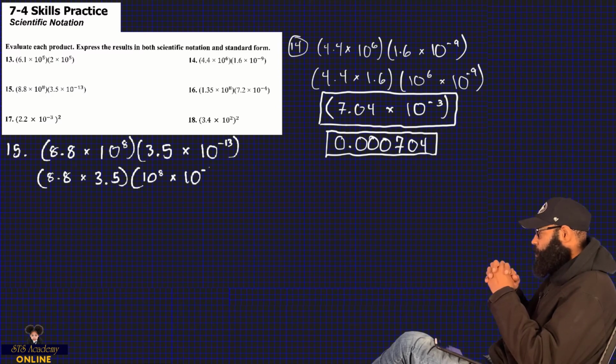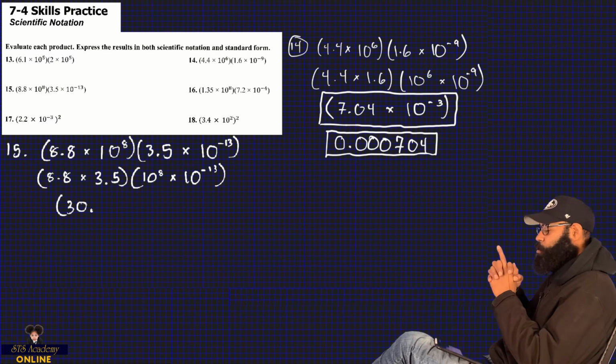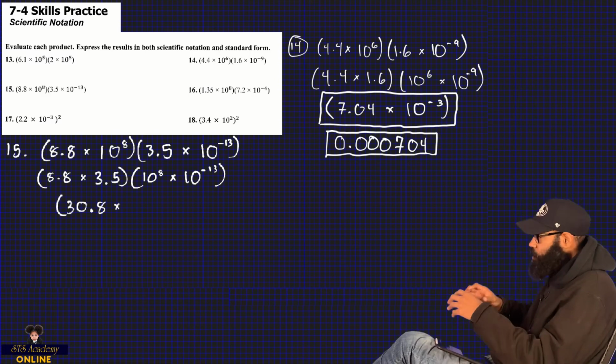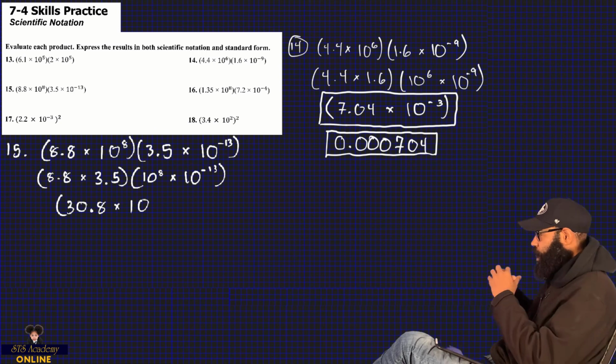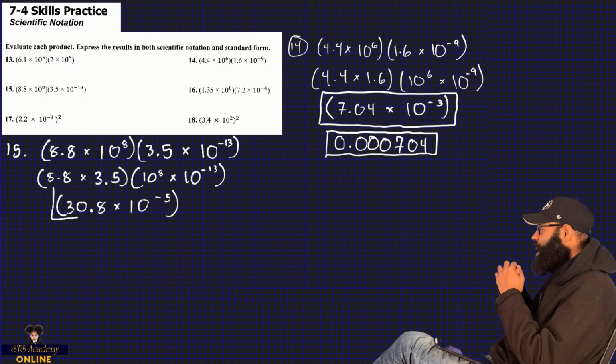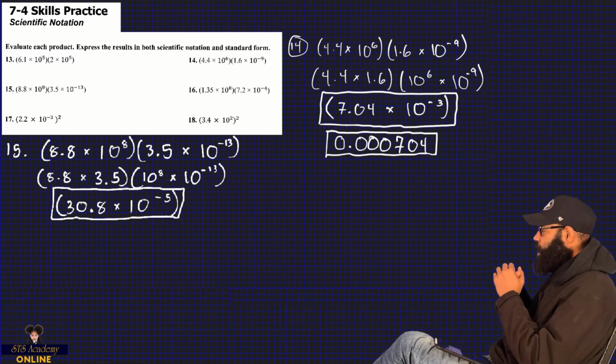Go ahead and set up your 10 to the 8th times 10 to the negative 13. So again, my brain knows multiply for my first set of parentheses, and then go ahead and subtract for the second. Pulled out a calculator, got 30 and 8 tenths times 10 to the 8 minus 13. 8 plus a negative 13, negative 5.